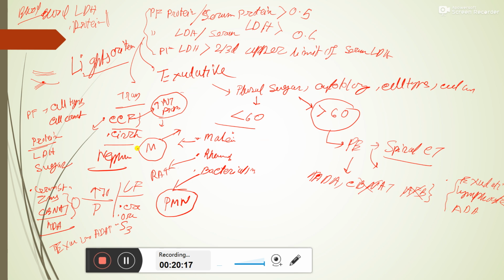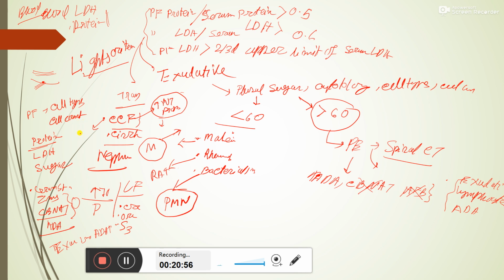So we need to send these fluids in the first attempt, because it is an invasive procedure, the patient may feel pain, and there are some risks: during the puncture you may injure any vessels, there may be insertion of air in the pleural cavity, and the pleural effusion may turn into hydropneumothorax. So you should be cautious, and in the first attempt you will send these investigations.